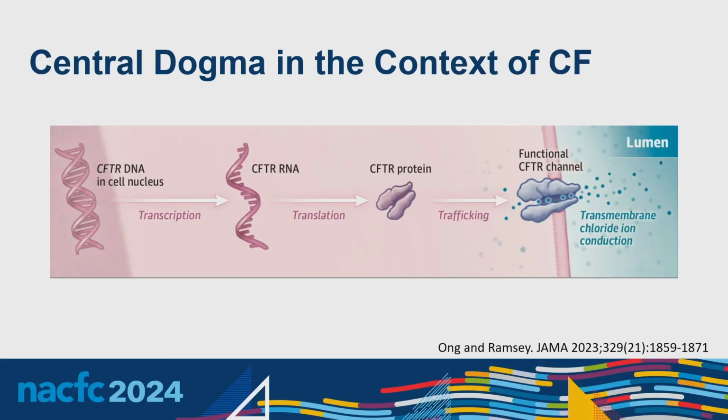So I think everybody here knows the central dogma. DNA is transcribed to messenger RNA and then translated to produce protein that then is trafficked to where it needs to go.